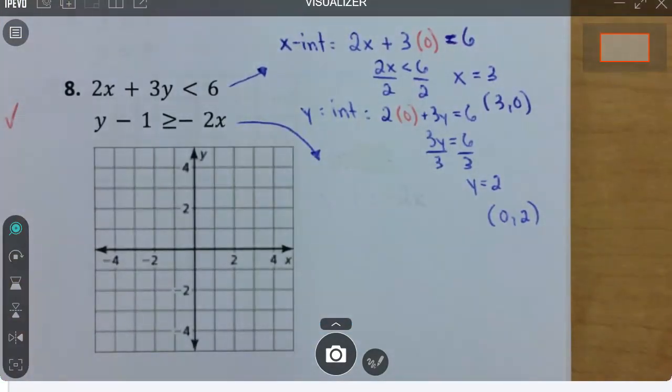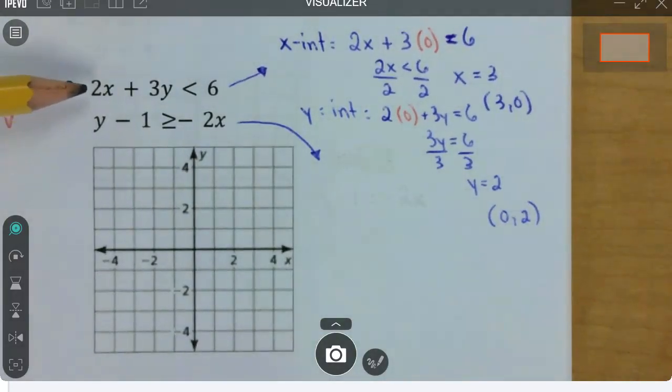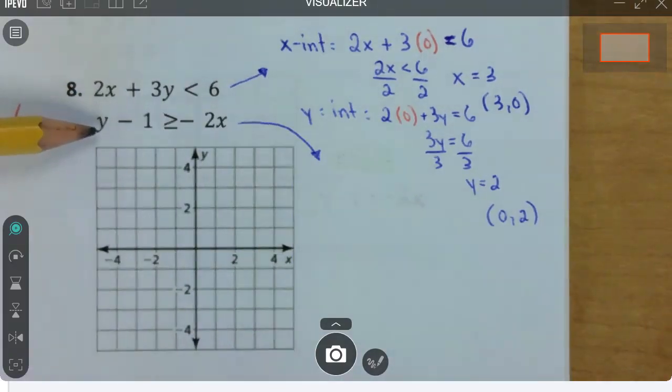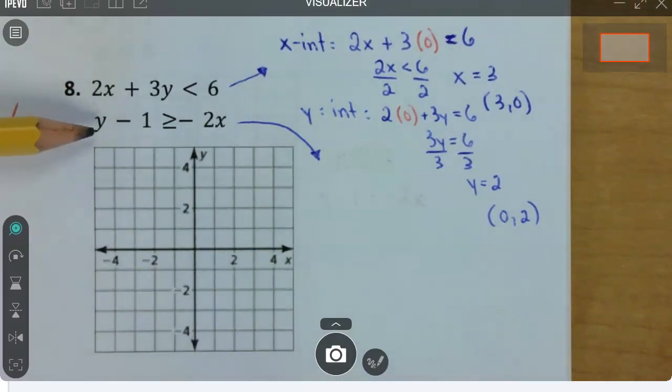All right, on number 8 we see something we haven't really seen yet. The first inequality is in standard form. We have seen that. But the second inequality, it's not in y equals mx plus b form, and it's also not in standard form. But we'll come back to that one in a second. Let's look at the first one, standard form.